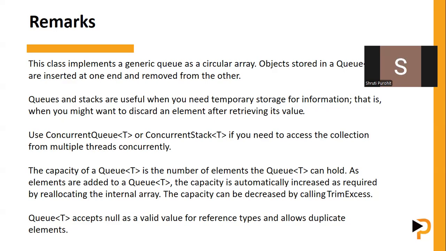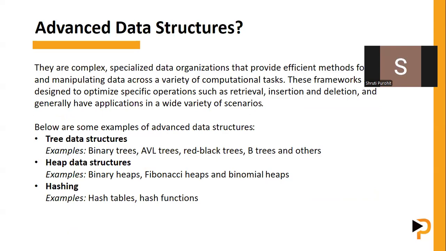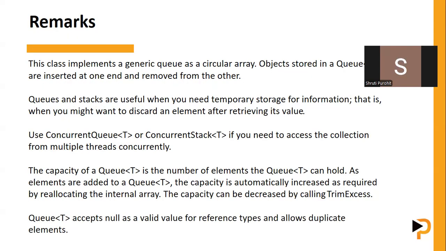That is unlike a set, where elements should be unique. If you want to access the information in the same order that it is stored in the collection, then obviously you can go ahead with the queue. And if you need to access the information in reverse order, then you can go ahead with the stack. So here is the end of stack and queue.